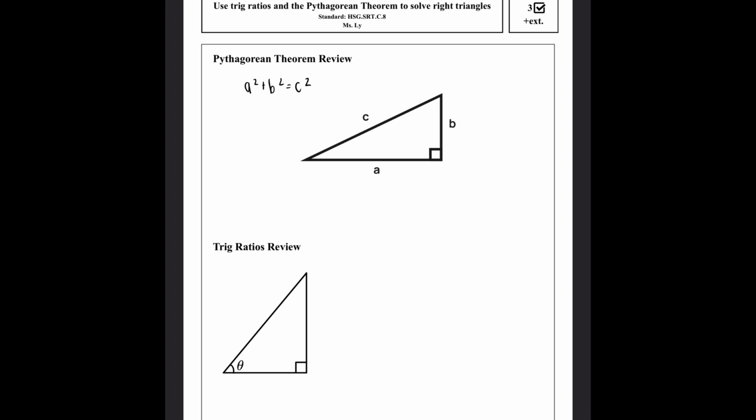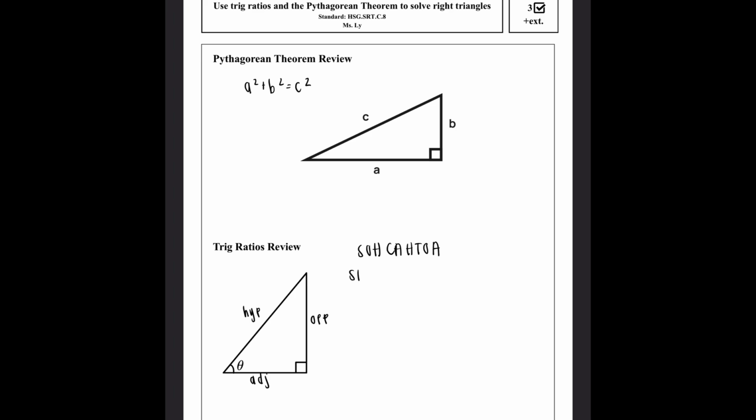And let's review trig ratios. So since this is angle theta, we know that this side is the adjacent and this side is the opposite. And the slant will be the hypotenuse. So it's crucial to remember SOH CAH TOA to help you remember all the trig ratios.